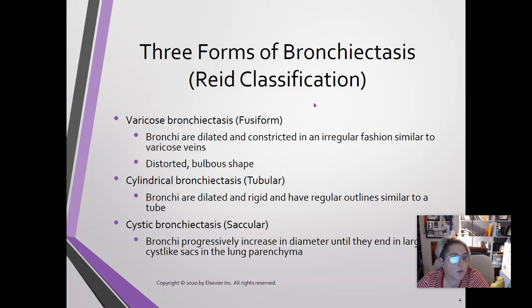You have the fusiform, or varicose, bronchiectasis, where the bronchi are dilated and constricted in an irregular fashion similar to varicose veins, and they're distorted and bulbous in shape. Then you have cylindrical bronchiectasis, which is tubular. When we look at them in a minute, you'll see the difference. Bronchi are dilated and rigid and have regular outlines similar to a tube. Then you have cystic bronchiectasis, which is saccular. The bronchi progressively increase in diameter until they are large cyst-like sacs in the lung parenchyma. This is the greatest damage in the tracheobronchial tree, here in the saccular, okay?